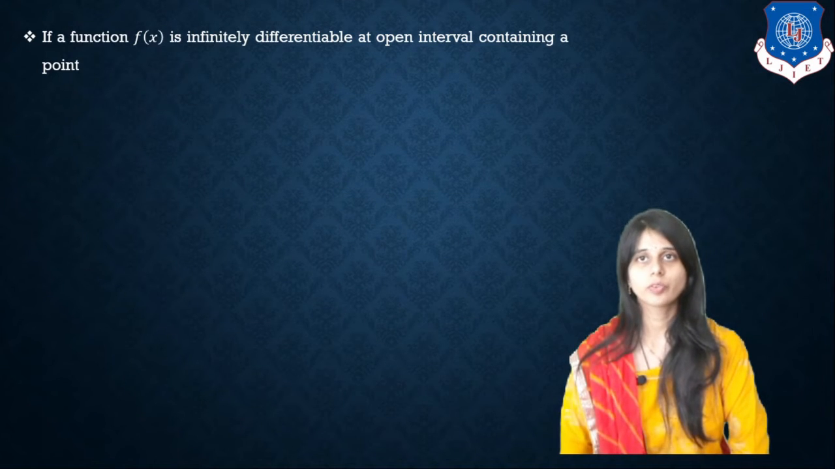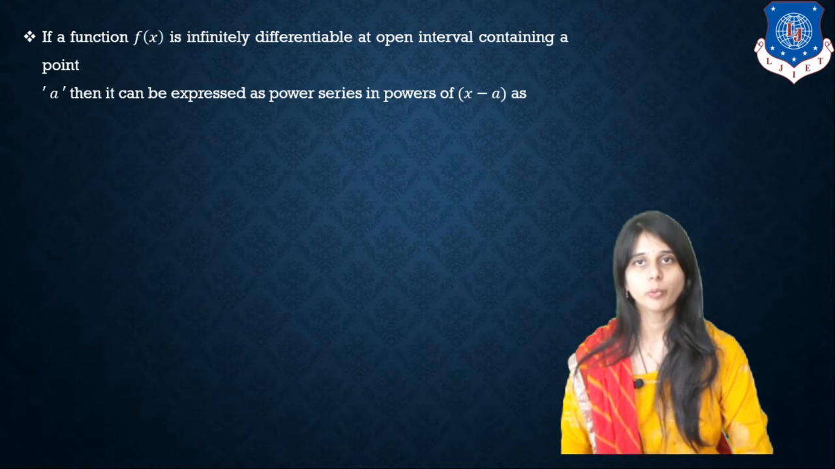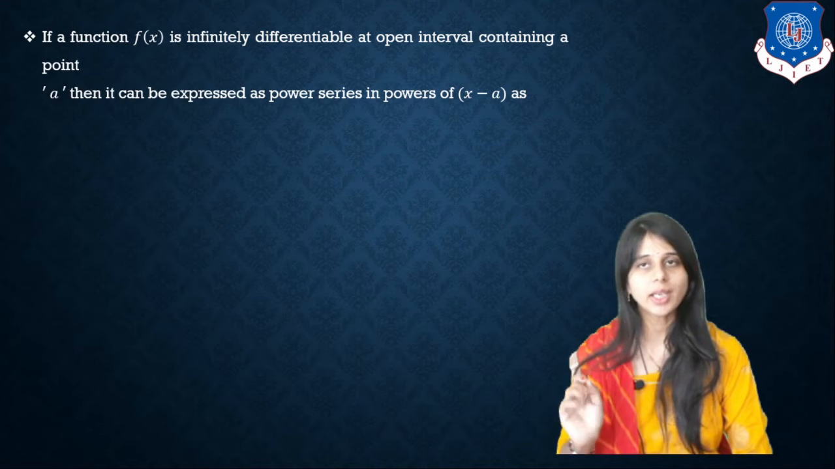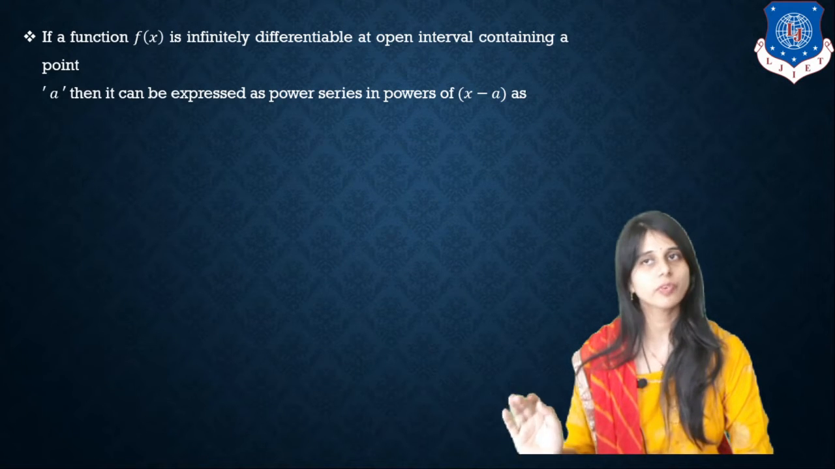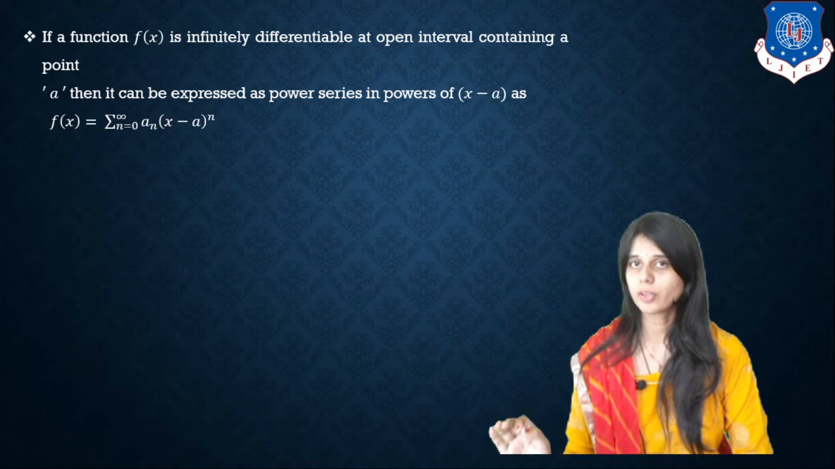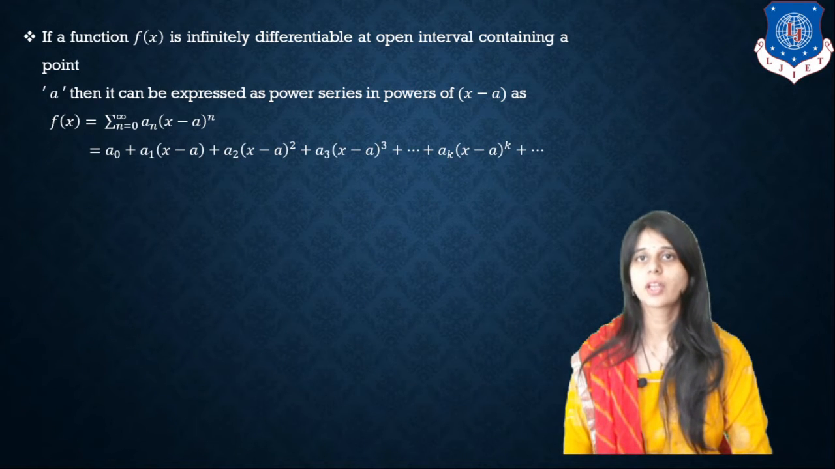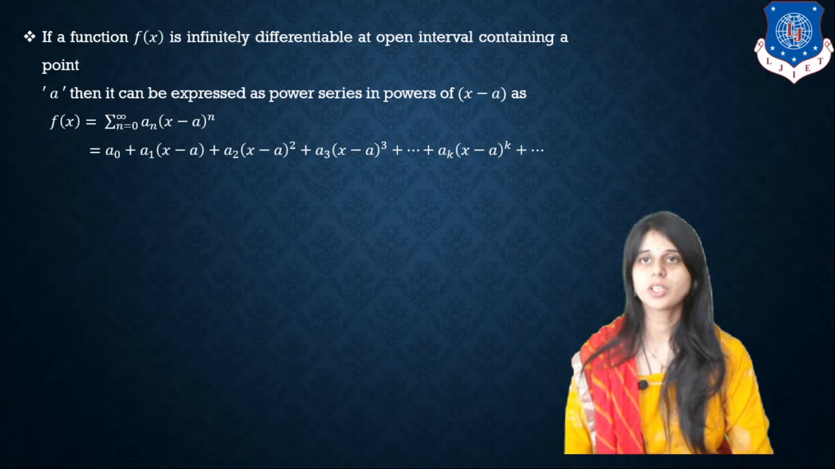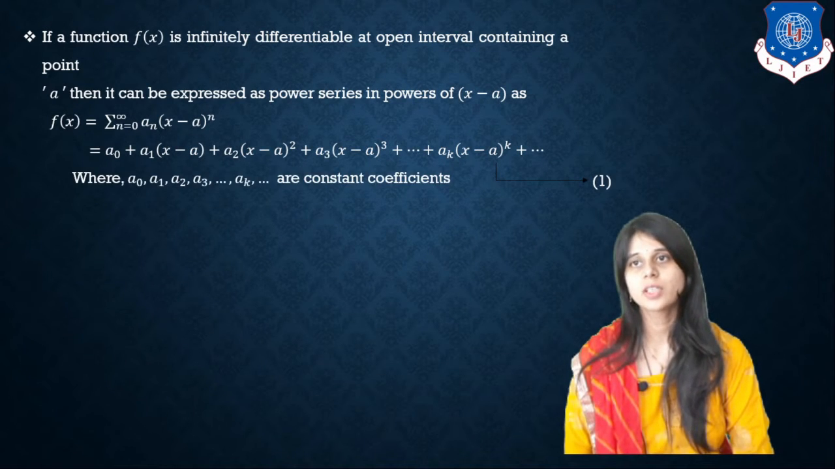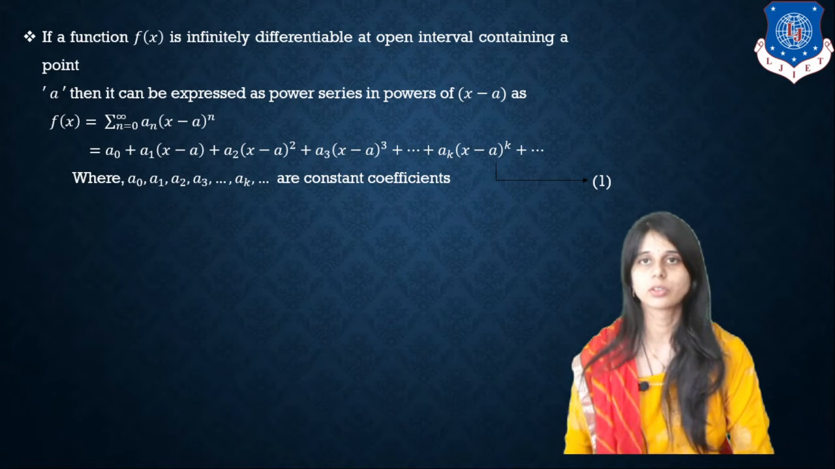If a function f of x is infinitely differentiable on an open interval containing the point a, then it can be expressed as a power series in powers of x minus a. As per the power series, we take f of x equal to summation n equal to 0 to infinity a_n (x minus a) raised to n. If we expand this, we get a0 plus a1 (x minus a) plus a2 (x minus a) whole square plus a3 (x minus a) whole cube and so on. This is equation 1, where a0, a1, a2 and a3 are constant coefficients.